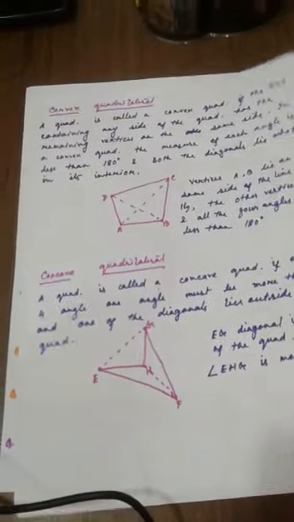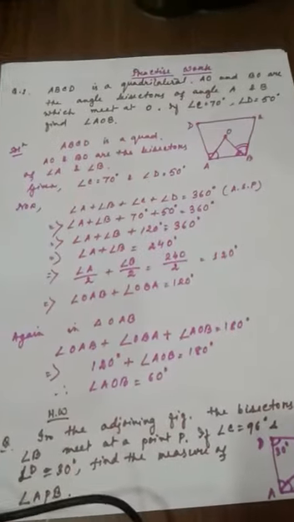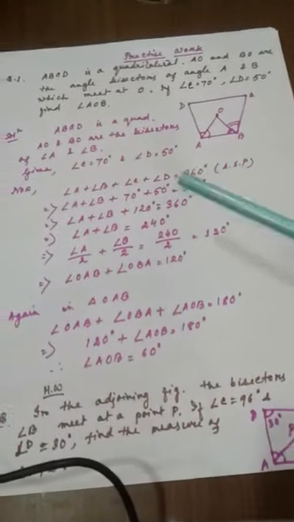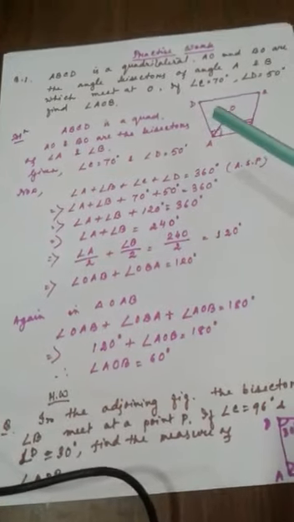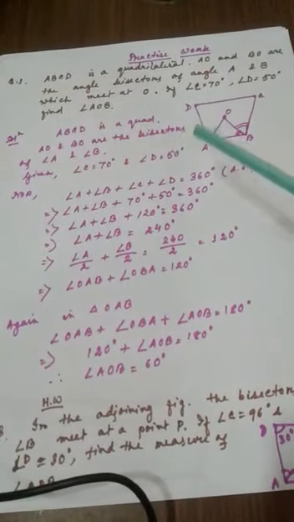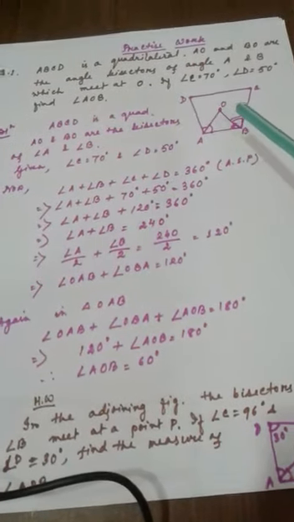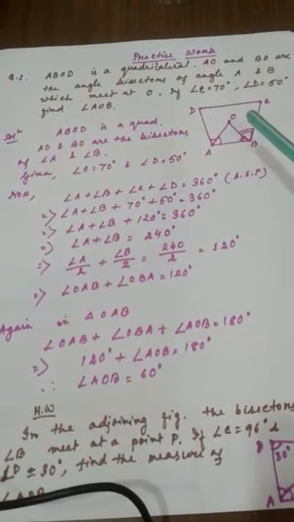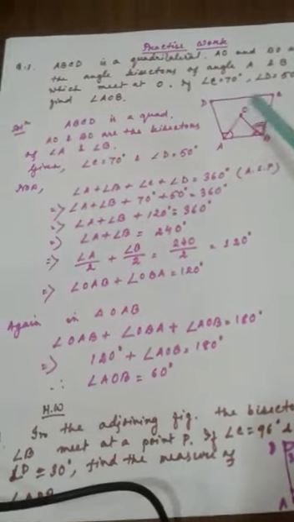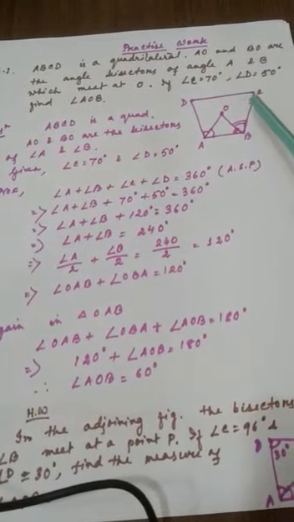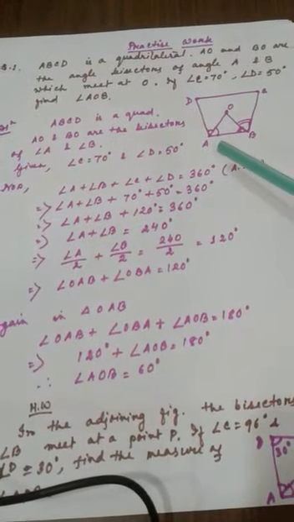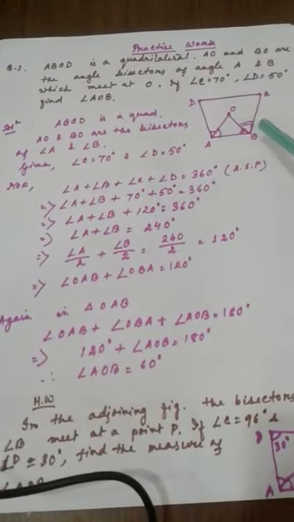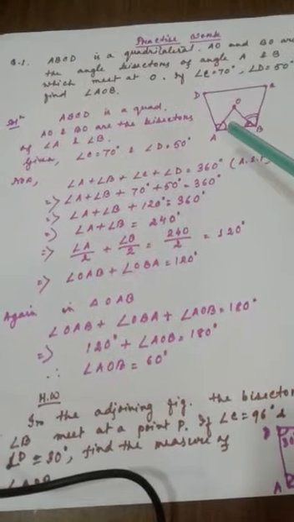Now here are some more sums I am giving you. Here it is given that ABCD is a quadrilateral. AO and BO are the bisectors which meet at point O. Here the measurements of angle C and angle D are given to you. You have to find angle AOB.